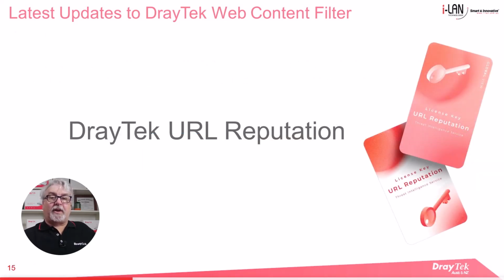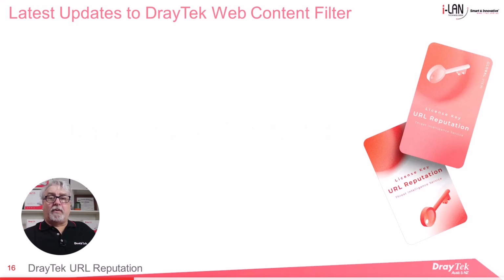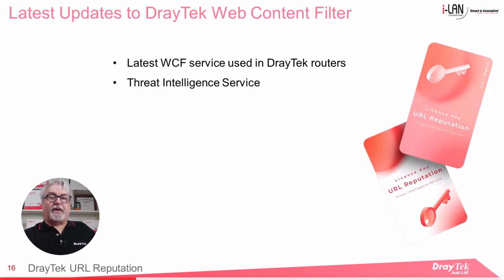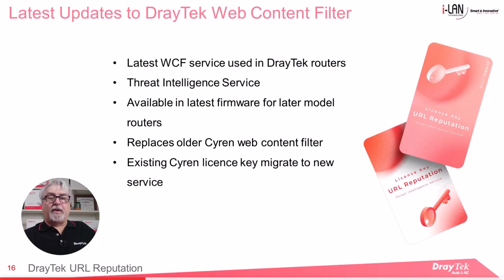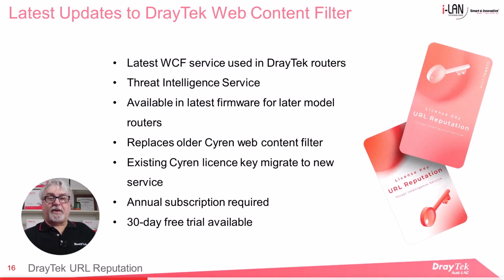Now let's look at DrayTek URL Reputation. URL Reputation is the latest web content service used in DrayTek routers and is known as a threat intelligence service. It's available in the latest firmware for later model routers and replaces the older Siren web content filter. If you're currently running the older Siren Web Content filter, the existing license in the router will automatically migrate to the new service. You will need to install the latest firmware that supports URL Reputation. Note that an annual subscription is required to use it, however you can try it for 30 days to check it out and see if it's suitable before committing to buying it.